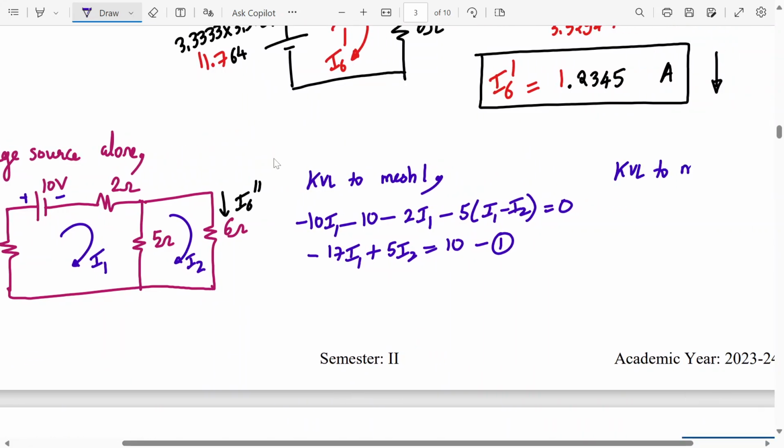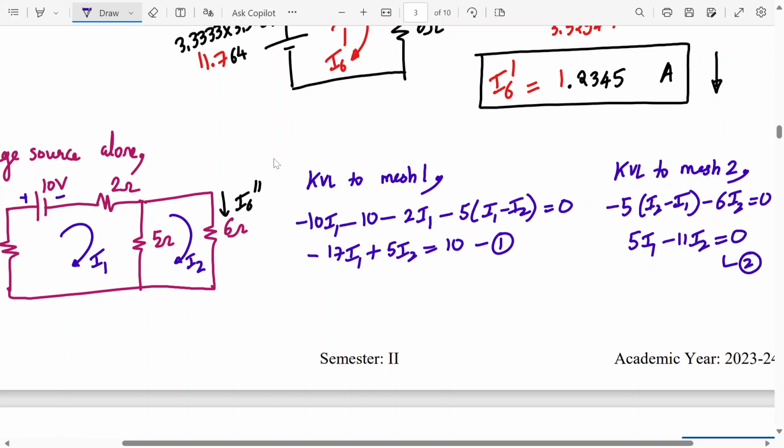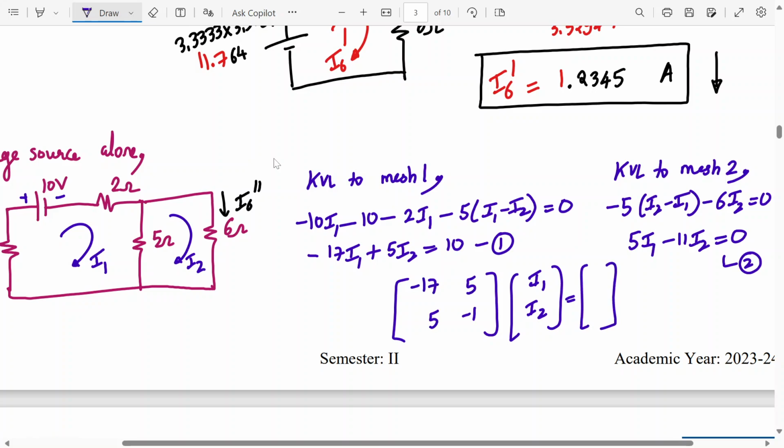Then KVL to mesh 2. So what do you get for KVL to mesh 2? Minus 5 times I2 minus I1, minus 6 I2 is equal to 0. So this becomes 5 I1 minus 11 I2 is equal to 0. Solve 1 and 2 simultaneously. So this is I1, I2, and here come the constants. So minus 17, 5, 5, minus 11, here 10, 0. Can you solve this and let me know the answers? I1, I2 values.